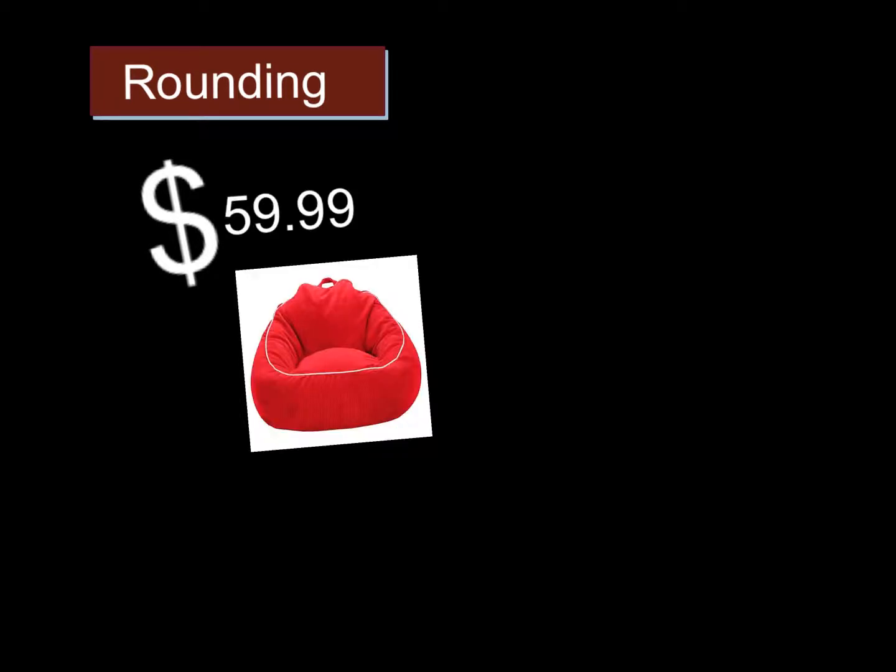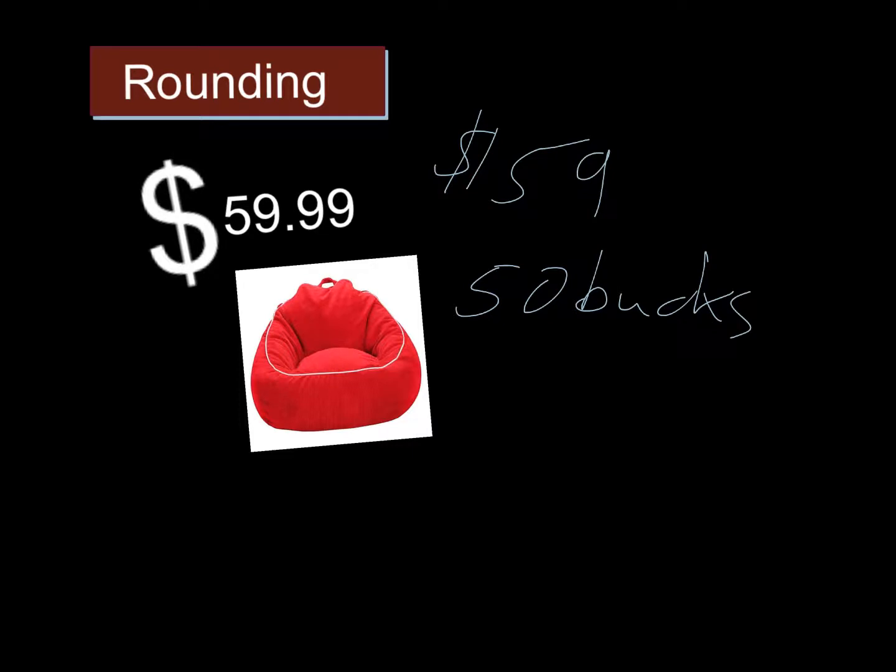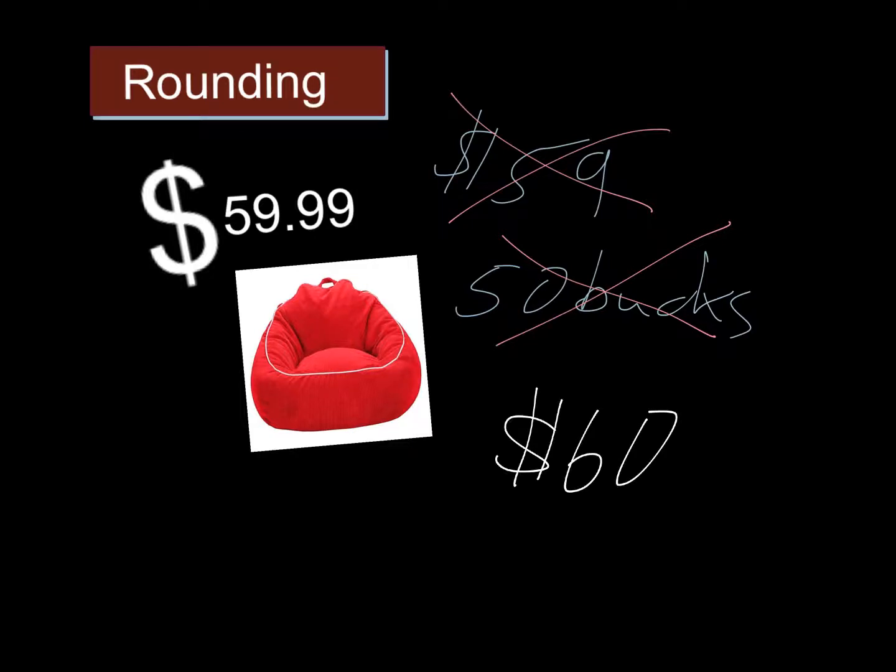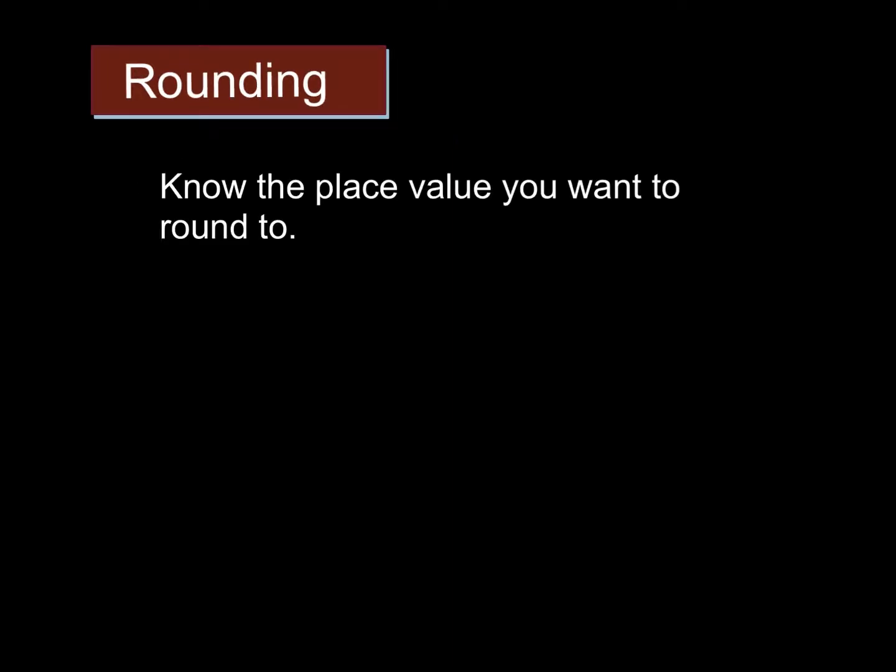For example, if you see a new beanbag chair for $59.99, you might tell someone that the chair costs $59. Or you might even say it's $50. But this is wrong. Both of these are wrong ways of rounding. If you round off $59.99 to the nearest dollar, it's much closer to $60 than it is to either 59 or 50. When rounding numbers, you need to know the place value that you want to round to.